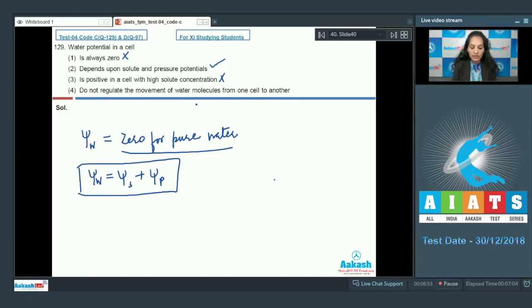So it is an incorrect statement. Fourth, does not regulate the movement of water molecules from one cell to another. No, water potential regulates the movement between the cells. So this is also incorrect. So the correct option for the given question is option number 2. Let's move on to the next question.